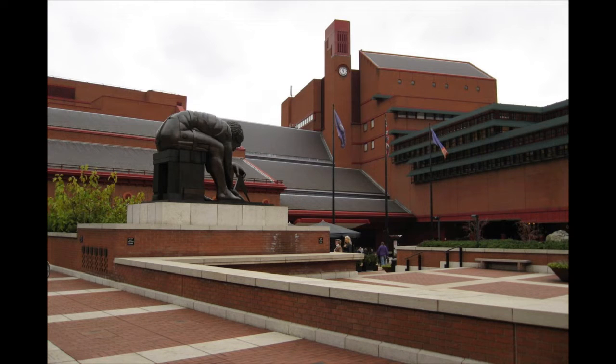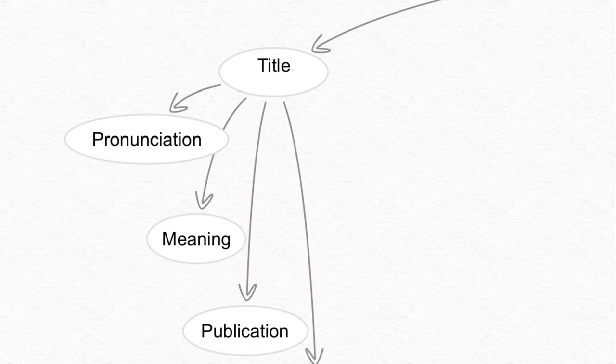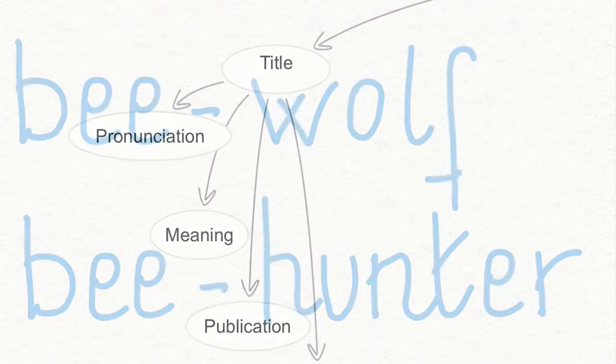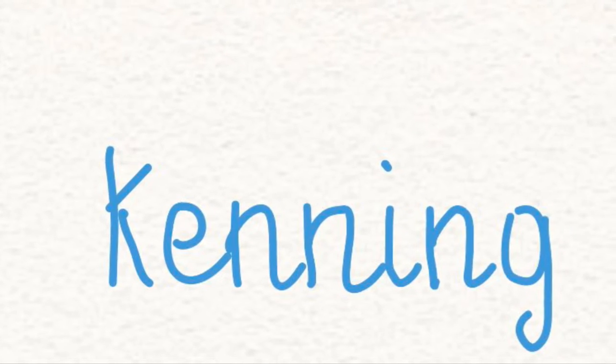Let's think about the title. Without a doubt, the title of this epic poem refers to the main character. A deeper examination finds that the term may be further divided into bee and wolf, or bee hunter, which is another way of saying bear, making it an ideal fit for a great fighter like Beowulf. So we can say that the title is also a kenning referring to the hero.